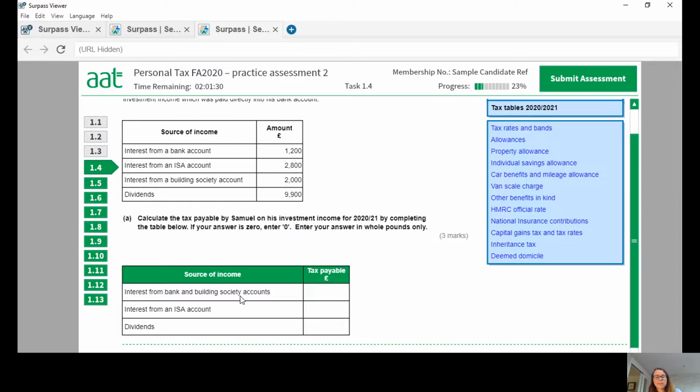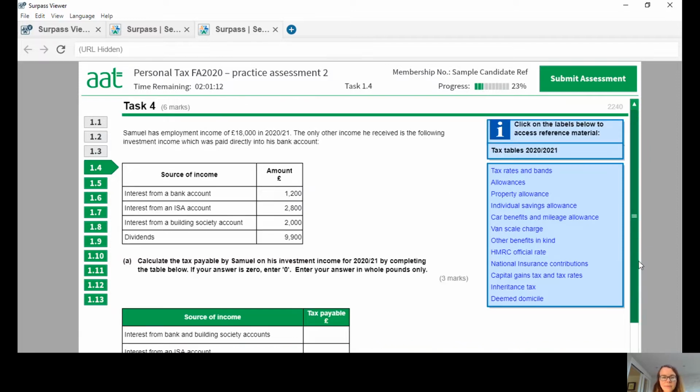So interest from bank and building society accounts, we've got to work out the tax payable. So we've got 1,200 plus 2,000, so 3,200. I can see without even adding it up that this is a basic rate taxpayer situation. If you take the personal allowance away from that and add these extra bits on, you're nowhere near 37,500. So if he's a basic rate taxpayer, we know that he gets a £1,000 savings allowance. So the first £1,000 are going to be tax-free, which means that the remaining £2,200 will be at 20%. So 2,200 at 20% gives me an answer of 440.